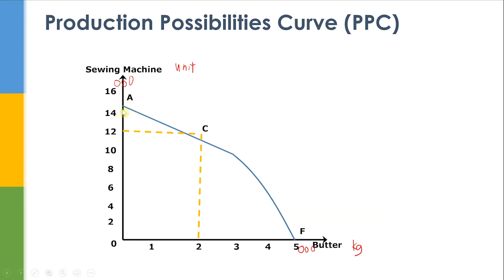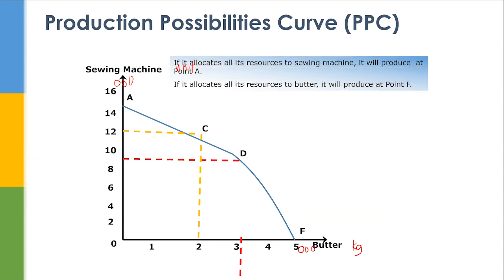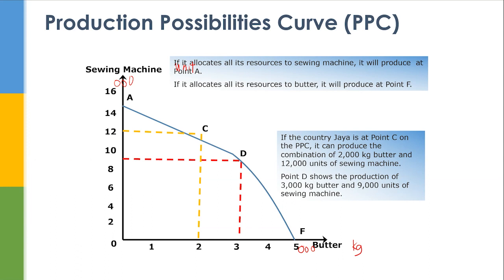Okay, kalau full production, maksudnya all the resources memang put here, labels, everything put here. So maximum dia adalah 15,000 for sewing machine. Okay, point C shows that Jaya producing 2,000 kilogram of butter and 12,000 units of sewing machine. Okay, point D pula shows that 3,000 kilogram of butter and 9,000 units of sewing machine being produced. Okay, so you nampak kat sini dia ada tulis dah.